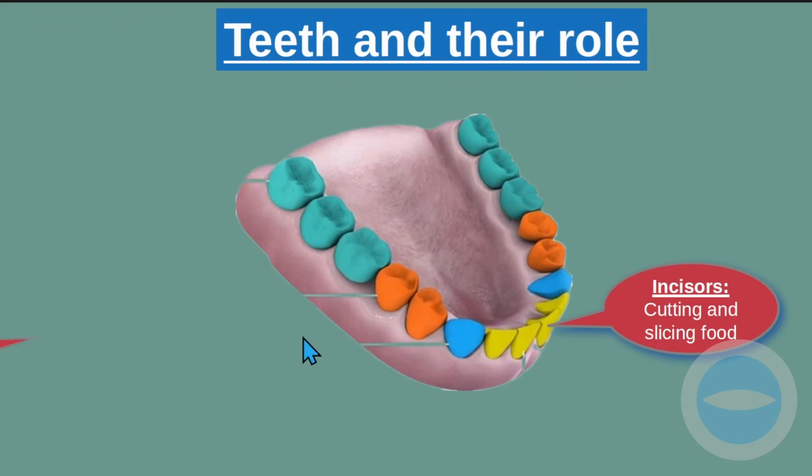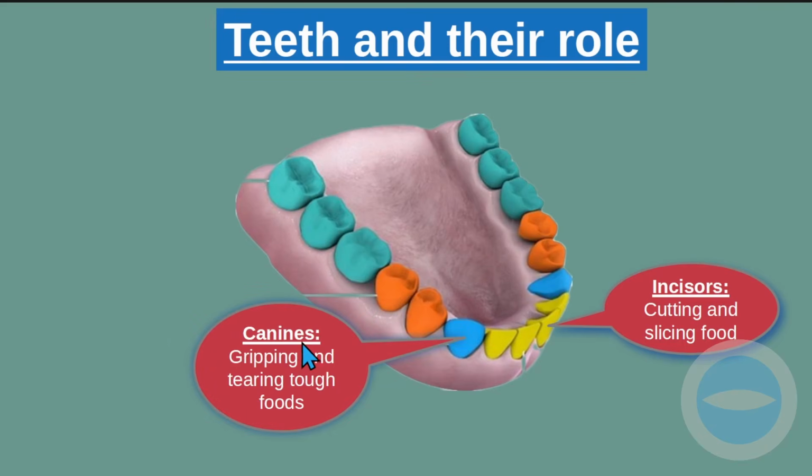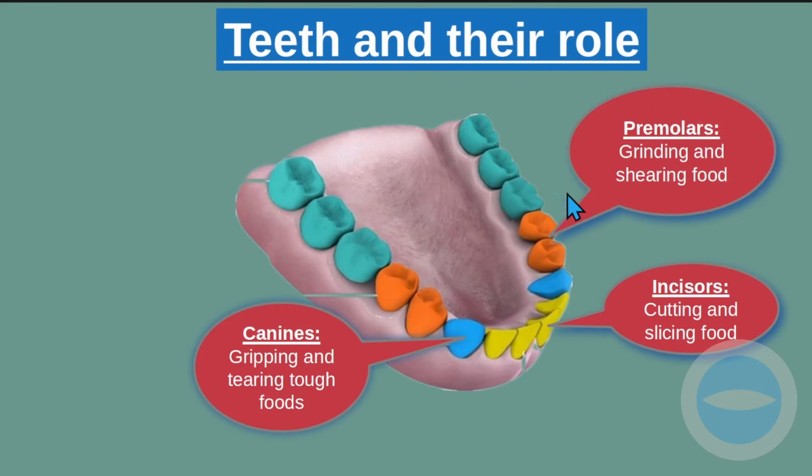And then the next teeth are canines. We have only 4 canines. Each one of us has 4 canines. The function of the canines is gripping and tearing tough food. If we have food that is tough, we use canines to cut the food, because they're one of the strongest teeth that we have.